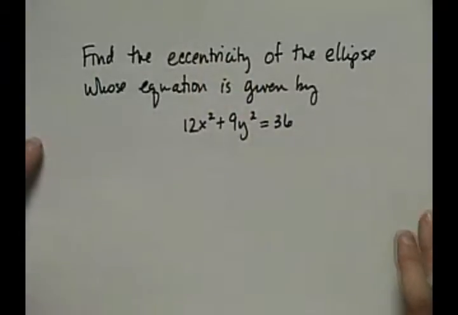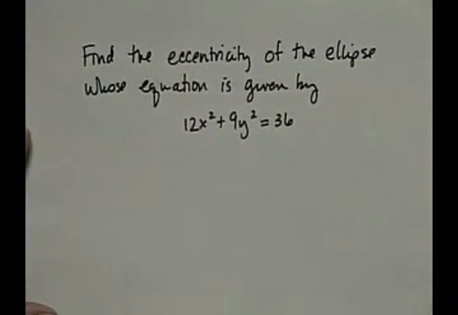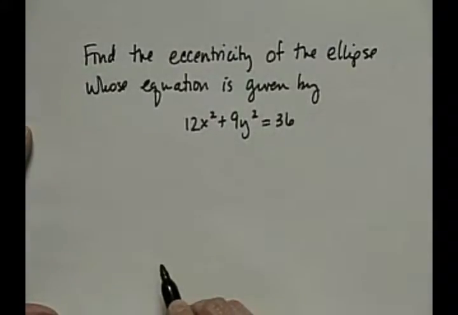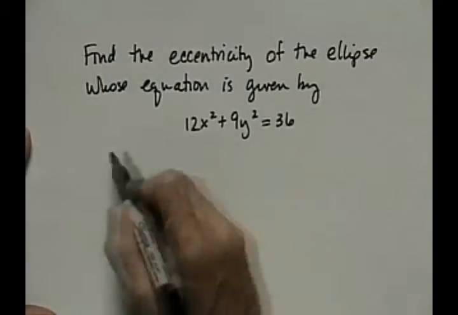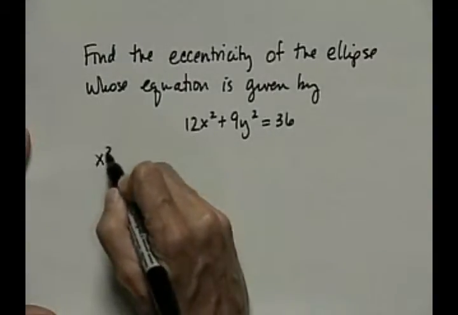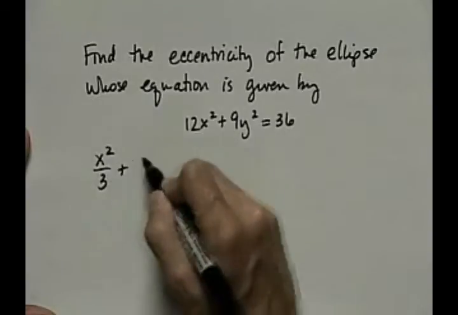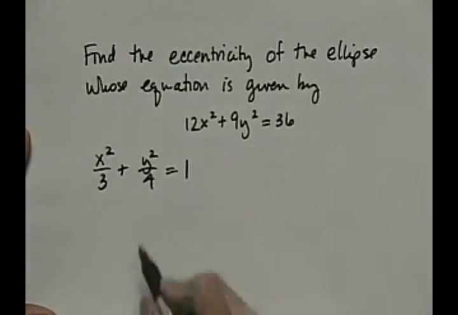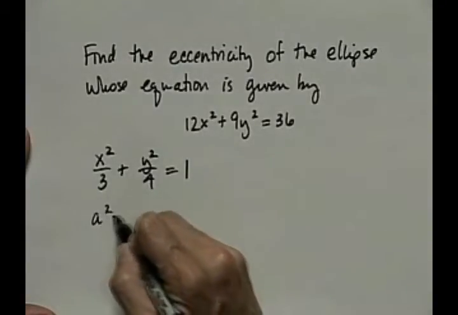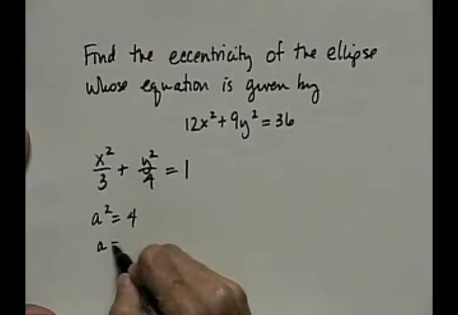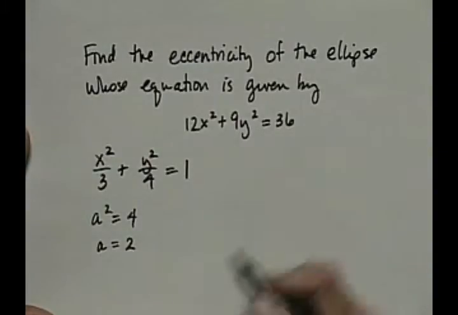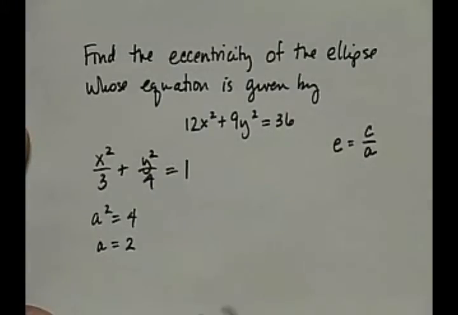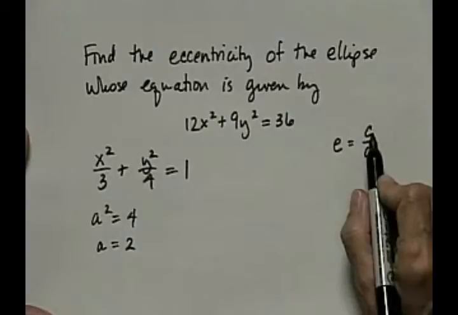What we're going to do is find the eccentricity of the ellipse whose equation is given by 12x squared plus 9y squared equals 36. We need to divide every part of the equation by 36 to get x squared over 3 plus y squared over 4 equals 1. Now 4 is a squared, so a must be 2. And keep in mind, eccentricity is the ratio c to a. Well, I have a, I need to get c.